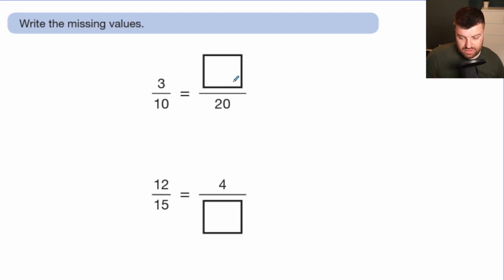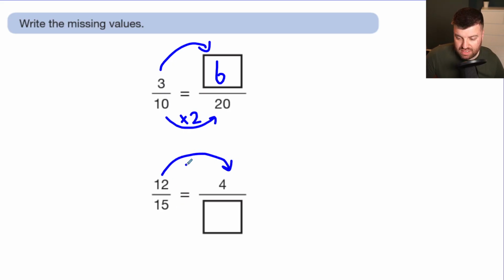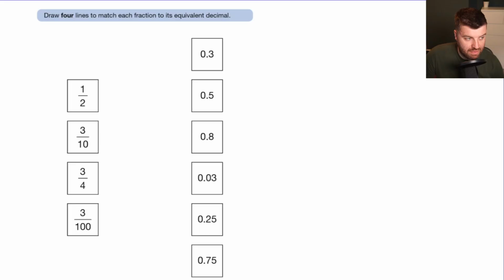Write the missing values. 3/10 equals what 20ths? Well, 10 times what is 20? We need to figure out that's multiplying by 2. Do the same to the top and we get 6. Down here, we're not multiplying, we're actually dividing. 12 divided by what is 4? We're dividing by 3. Do the same to the bottom. So for equivalent fractions, multiply or divide by the same amount to maintain equivalence. 15 divided by 3 is 5. And there are the answers for that one.